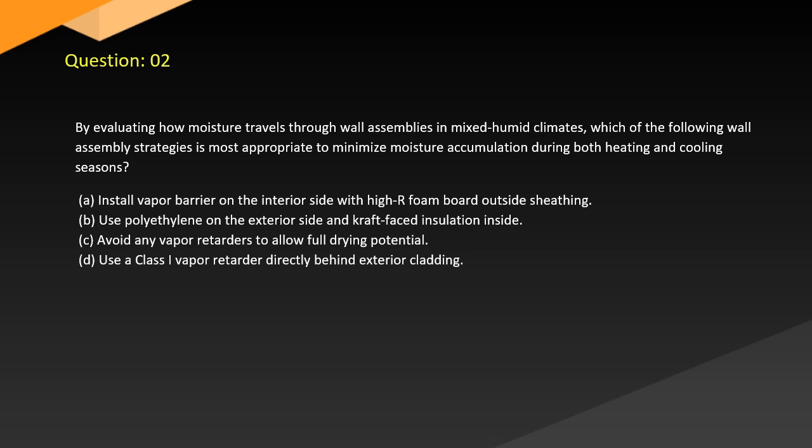A. Install vapor barrier on the interior side with high-R foam board outside sheathing. B. Use polyethylene on the exterior side and kraft-faced insulation inside. C. Avoid any vapor retarders to allow full drying potential. D. Use a Class I vapor retarder directly behind exterior cladding.